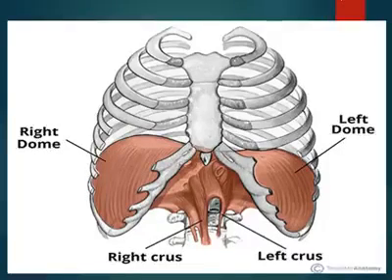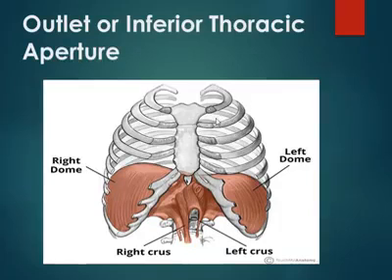Diaphragm also acts as a thoraco-abdominal pump. The descent of the diaphragm decreases the intrathoracic pressure and at the same time increases the intra-abdominal pressure. This pressure change compresses the blood in the inferior vena cava and forces it upward into the right atrium of heart. After brief description about the diaphragm, we will discuss thoracic outlet or inferior thoracic aperture, which is our main topic today.